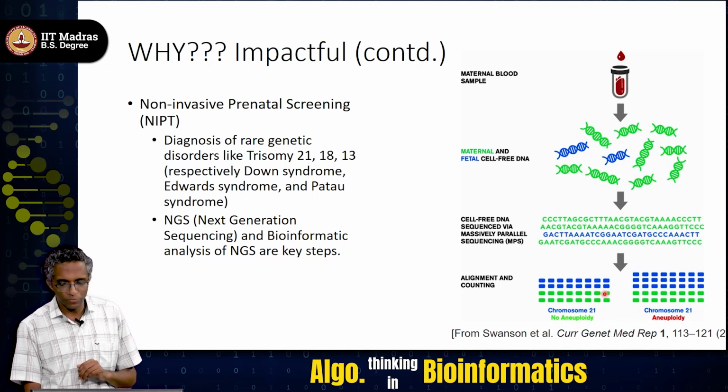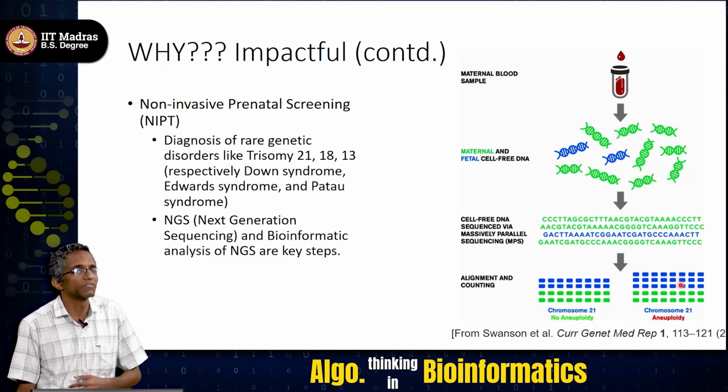So, blue is chromosome 21. In a normal person and a normal fetus you will have 2 copies, but in this kind of chromosomal extra copies, trisomies, you will have 3 copies, right.